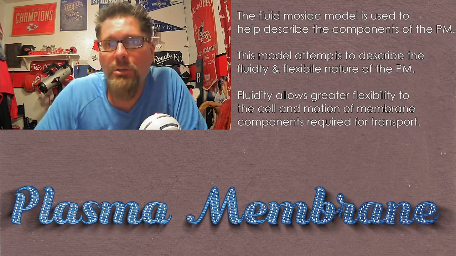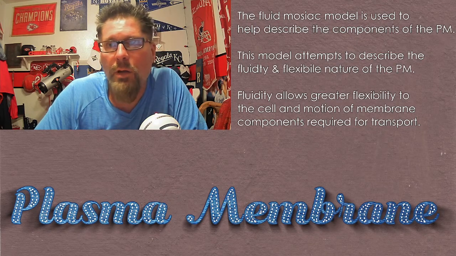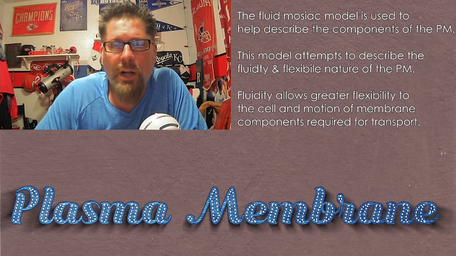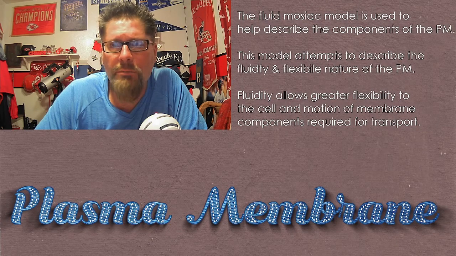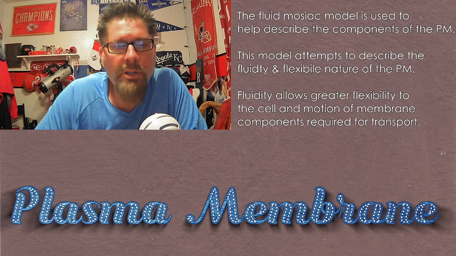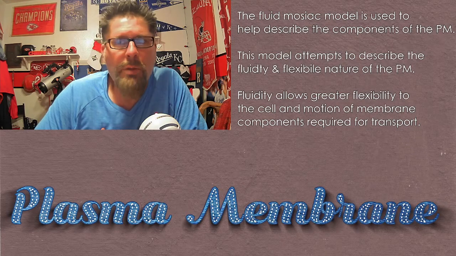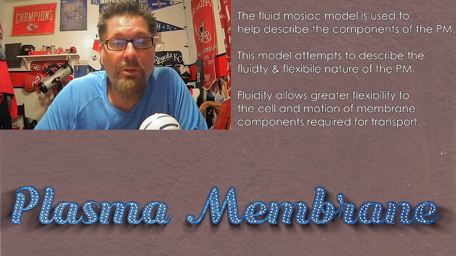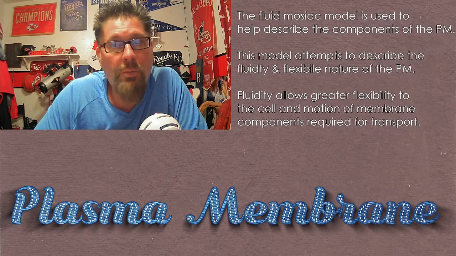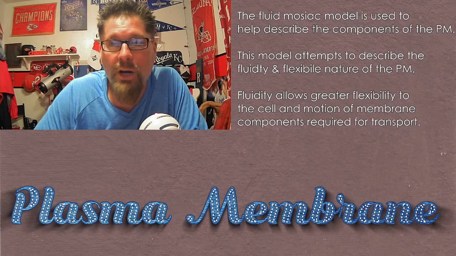As I mentioned, this fluid mosaic model, as it says there, is used to help describe the components and how they work together to make this. But what it speaks to is the fluidity and the flexibility of the plasma membrane. The plasma membrane has to be able to adjust to all kinds of scenarios through the process of diffusion, of just things coming in and out in opposite directions and moving around.